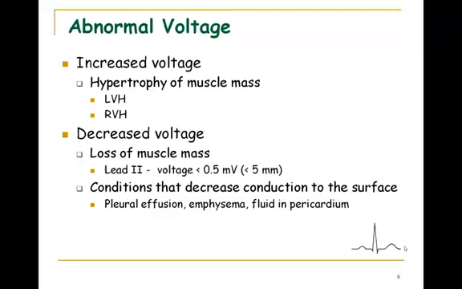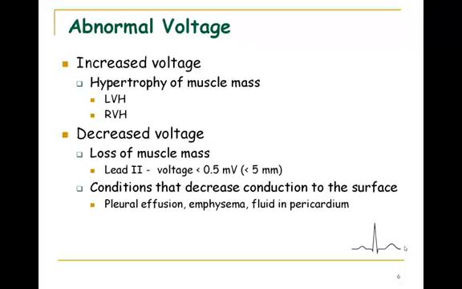But another thing that can decrease voltage is anything that interferes with the conduction of the impulse from the heart out towards the chest wall where we have the electrodes placed. So if you have any kind of trapped air or fluid, that can interfere with conduction through the chest wall. Things like emphysema, where people get a lot of trapped air. Pleural effusion, which is a fancy way of saying fluid in the pleural space, or a lot of trapped fluid in the pericardium. Those things can decrease conduction to the surface and result in an overall low voltage ECG.